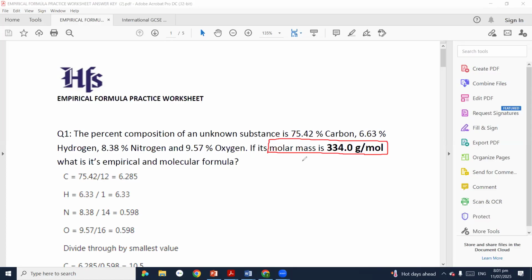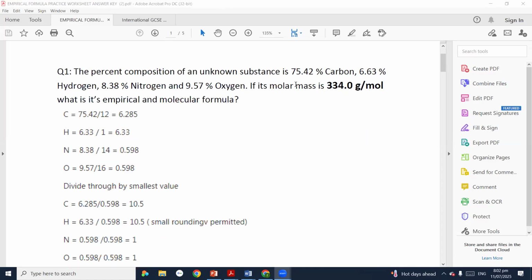Directly you will be given molar mass in this case, or if you will not be given molar mass, I have a pattern question. So we will see how we can calculate the molar mass. First, you have calculated empirical formula, so no need to do it again. I will directly calculate molecular mass with the help of two data.